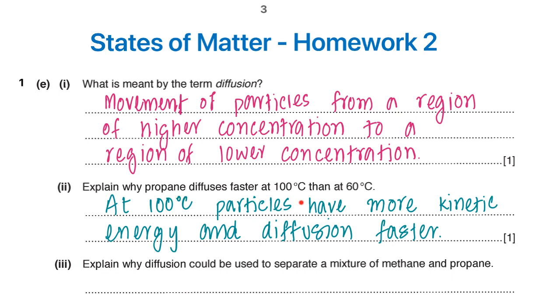Explain why propane diffuses faster at 100 degrees Celsius than 60 degrees. A lot of people got this right as well. It has more kinetic energy at a higher temperature, so it diffuses faster. Higher temperature means diffusion is faster. You didn't even have to mention kinetic energy. You could have said, at a higher temperature, gases will diffuse faster. And that's one of the 3 things affecting diffusion: higher temperature, lower mass, and higher concentration gradient will allow gases or solute and solvents to diffuse faster.